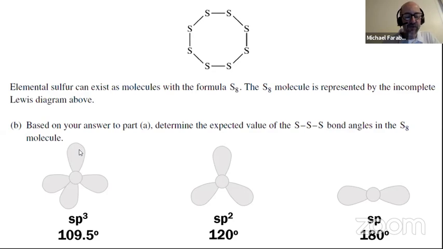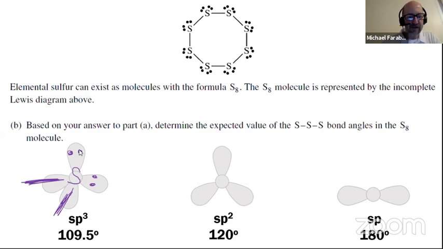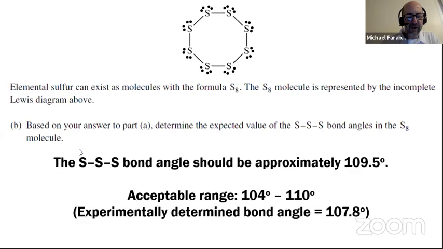So our sulfur atom, according to the answer in part A, has 2 bonding pairs of electrons coming off of it, and then it also has 2 non-bonding pairs of electrons. So this is looking like 109.5. Each sulfur atom should be sp3 hybridized. So I'm going to say 109.5 for part B.